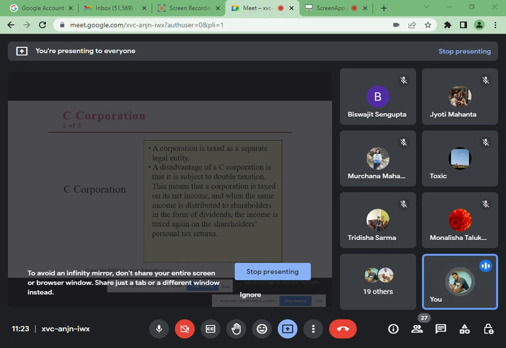Next, a C corporation is taken as a separate legal entity. The disadvantage of a C corporation is that it is subject to double taxation. This means that the corporation is taxed on its net income, and when the same income is distributed to shareholders in the form of dividends, the income is taxed again on the shareholders' personal tax returns.